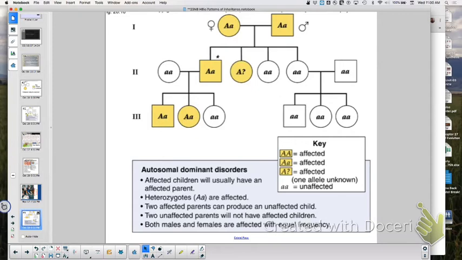Okay, so let's write this one down. So autosomal dominant disorders. Affected children will usually have an affected parent. Now, let me talk to you because the usually should bother you, right? In your mind, you should be pushing against that, going, what do you mean usually? You just said it doesn't skip generations. So this is what I want to tell you about penetrance and expressivity. Okay, so just listen, get your eyes up here so you're listening, okay?